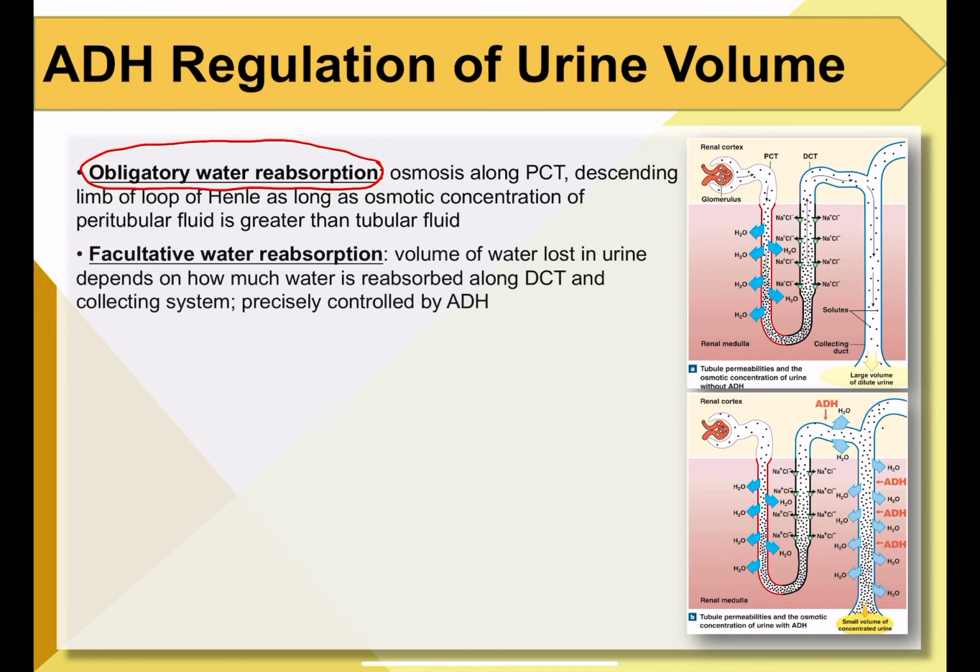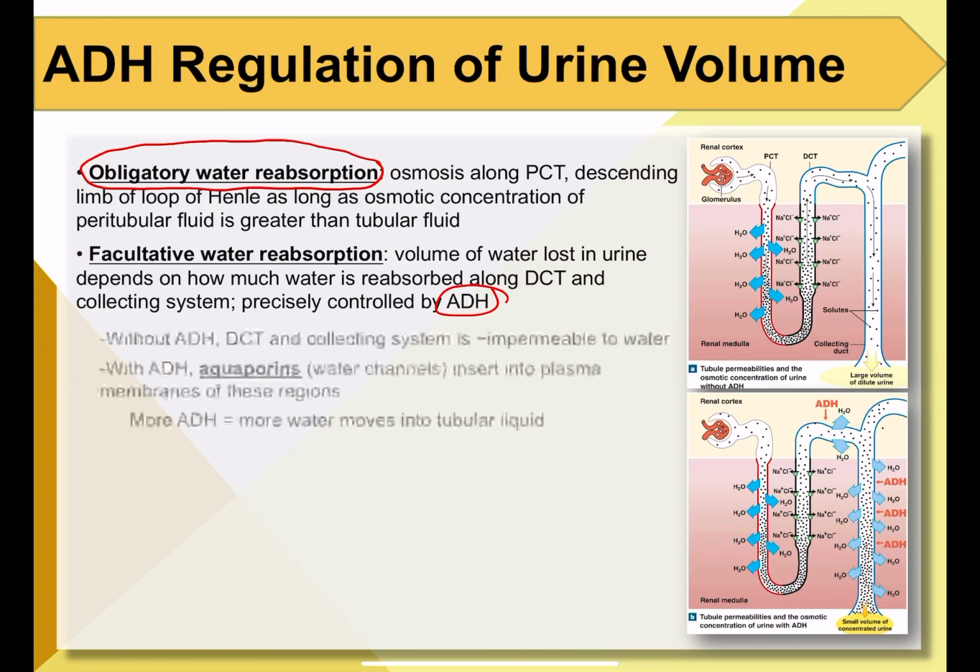Whereas facultative water reabsorption is something we can control depending on our fluid intake, whether we're dehydrated versus overhydrated. This is what we can change: the facultative reabsorption within the DCT portion or the collecting duct portion, using the hormone ADH. Remember from our endocrine chapter, we talked about how ADH is a hormone that can stimulate water reabsorption. But how does it do it? Now we can understand exactly how ADH can cause water reabsorption.